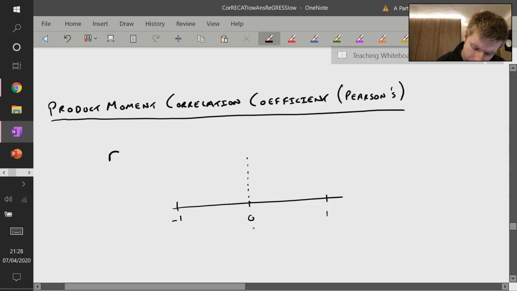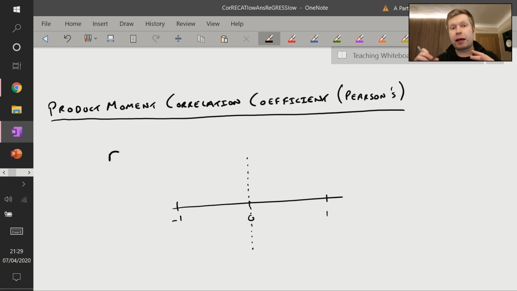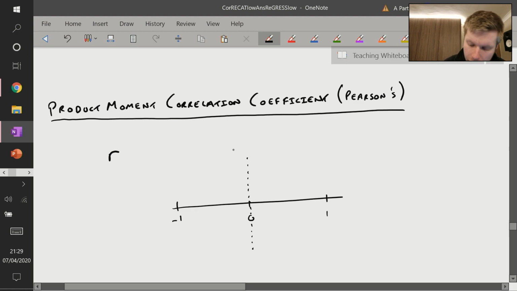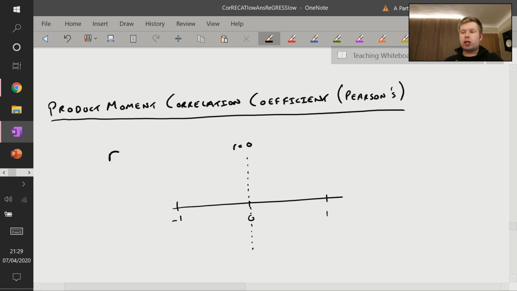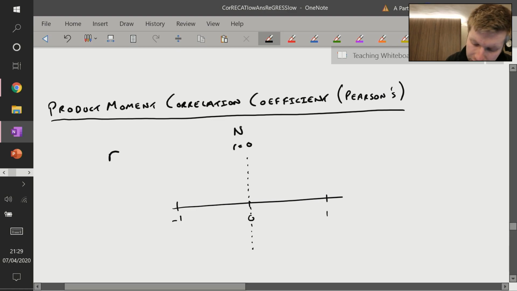Now, the idea is 0 is in the middle. So your r value, your correlation coefficient, is simply a measure of the strength of the correlation and also the type of the correlation as well. So if your r comes back as 0, it simply means that there is no correlation between your two variables, no visible correlation. You've got to be very careful about how you say that, and I'll talk you through that in just a second. But for the moment, let's just say there is no correlation if the r value is 0.